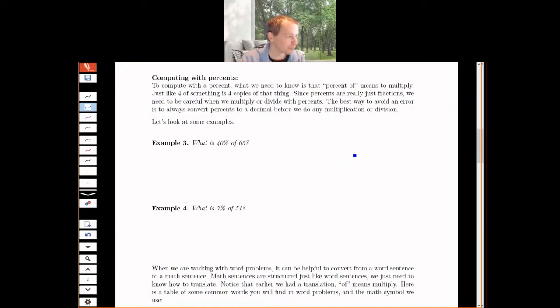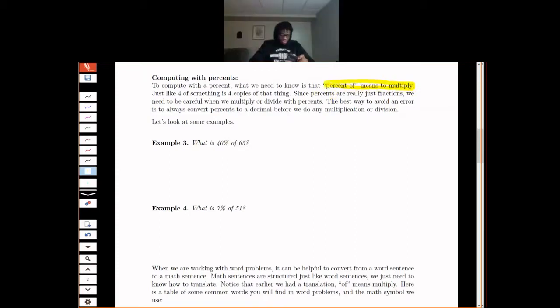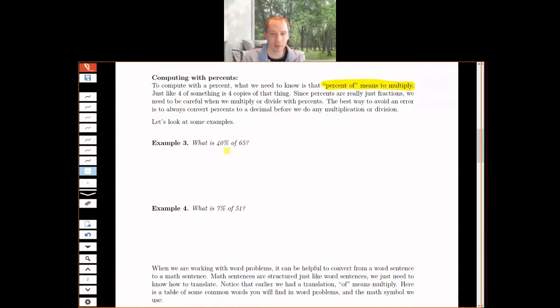Okay. So the key is going to be that when we say percent of, that means multiply. Okay. So if I take, to give you an analogy, if I say I have 4 of something, right? That means I have 4 copies of that thing, right? So, if you could think of I have 4 identical copies, right? And that's kind of like what multiplication is, right? If I have 4 identical copies of 5, okay, then that's like 4 times 5 to see how much stuff I have. Okay.